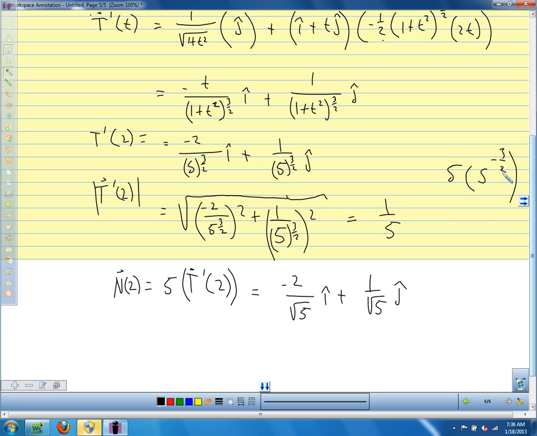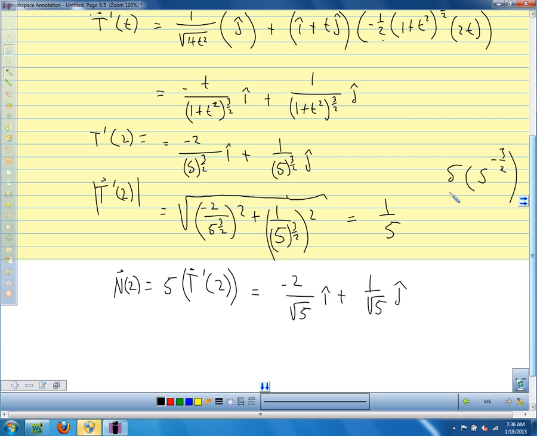5 to the minus 1/2, right? Then it's 1/5 times t prime. No, we're dividing by 1/5. Yeah, so then it wouldn't be 5 times. Yeah, so we're dividing by 1/5, so it's the same as multiplying by 5.